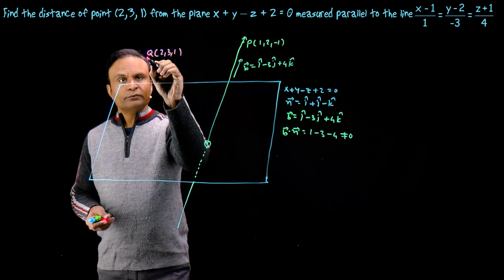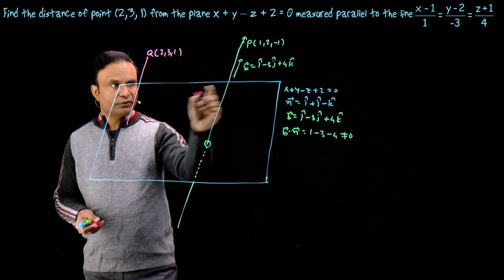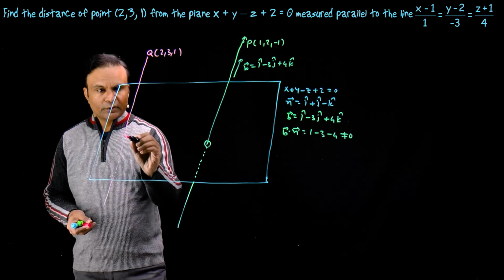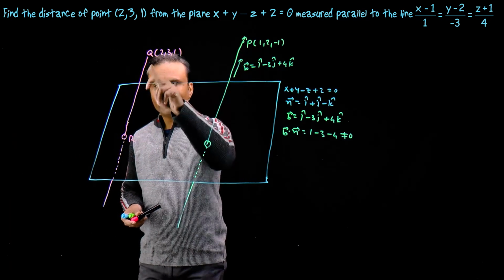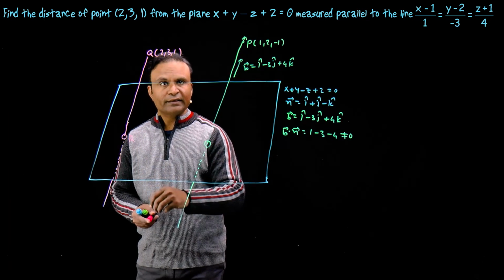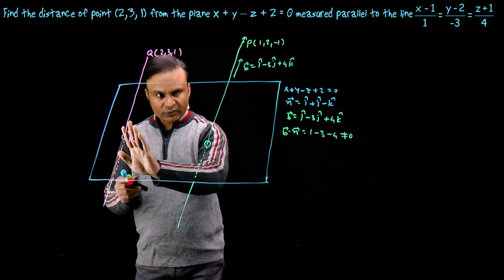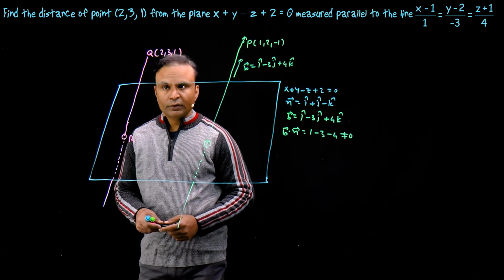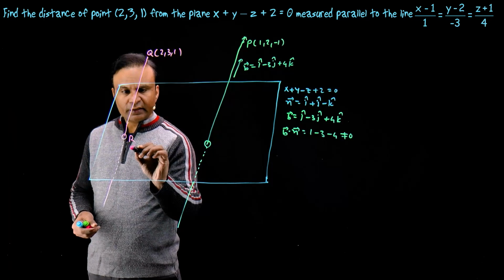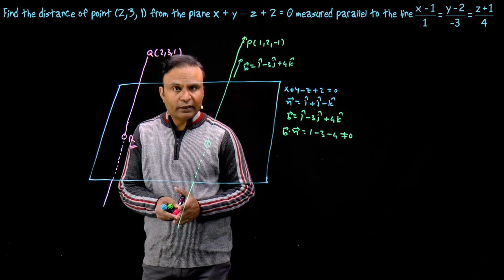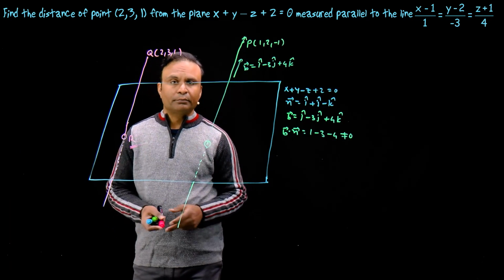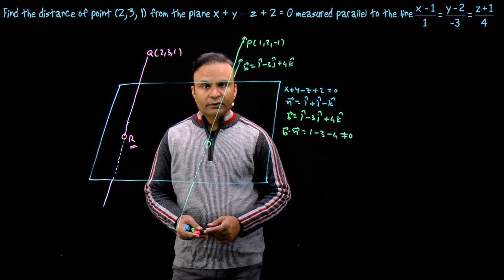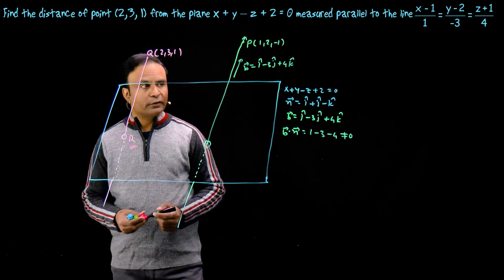So from point Q, let's draw a line parallel to this line. Suppose this meets the plane at a point of intersection, and this point is R. We have to find the distance QR. Here we can say distance QR is the distance of point Q from this plane measured parallel to this line. Now to get distance QR, we must have point R, and we can get point R by solving this line and plane. But for that, we must have the equation of line QR. So now the task is the equation of line QR.